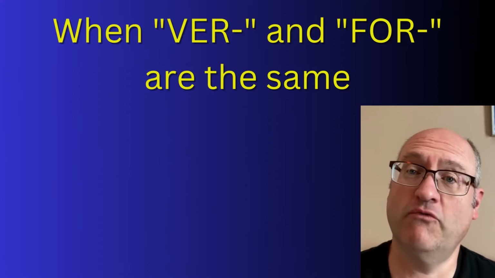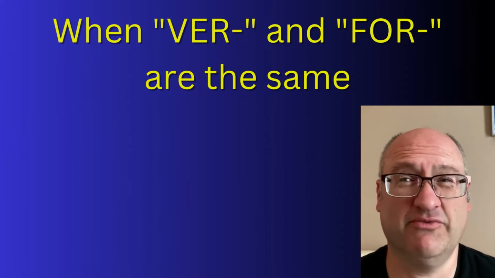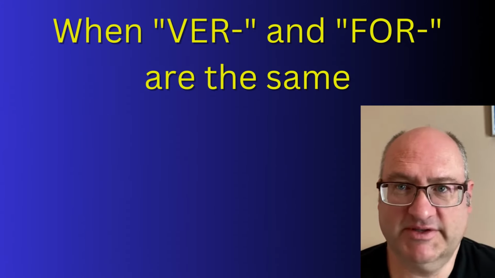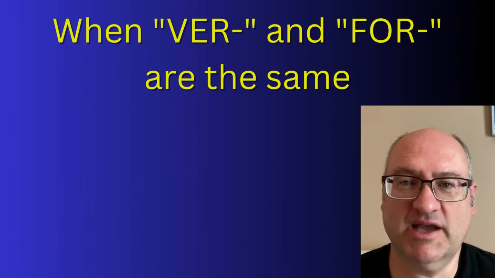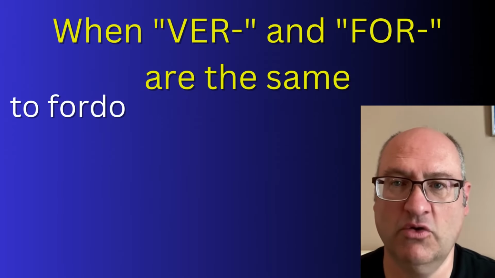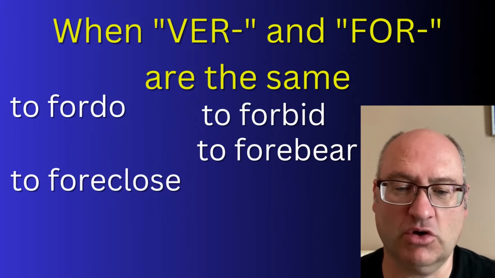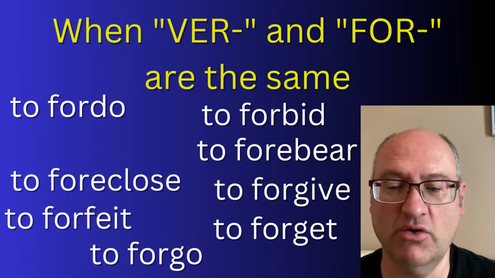When English verbs use the prefix for, sometimes fore, very often it serves exactly the same purpose as the German prefix ver. Examples would be fordo, forbear, forbid, foreclose, forfeit, forgive, forget, forgo, forsake.